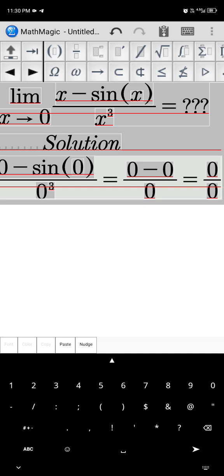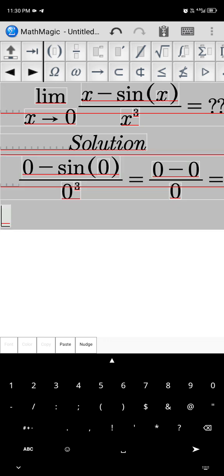So what can we do here? We apply the L'Hopital rule. How are we going to do that? We have to differentiate both the numerator and the denominator. Alright, so let's firstly differentiate it once and check what we are going to have.